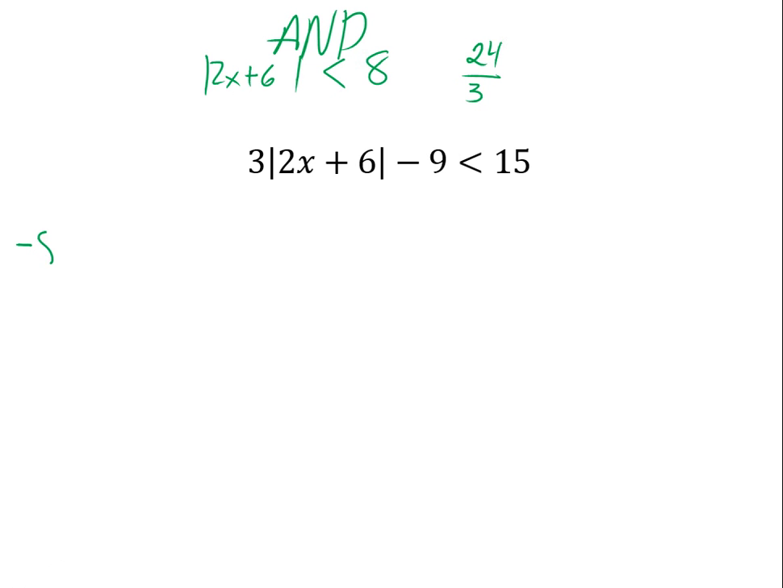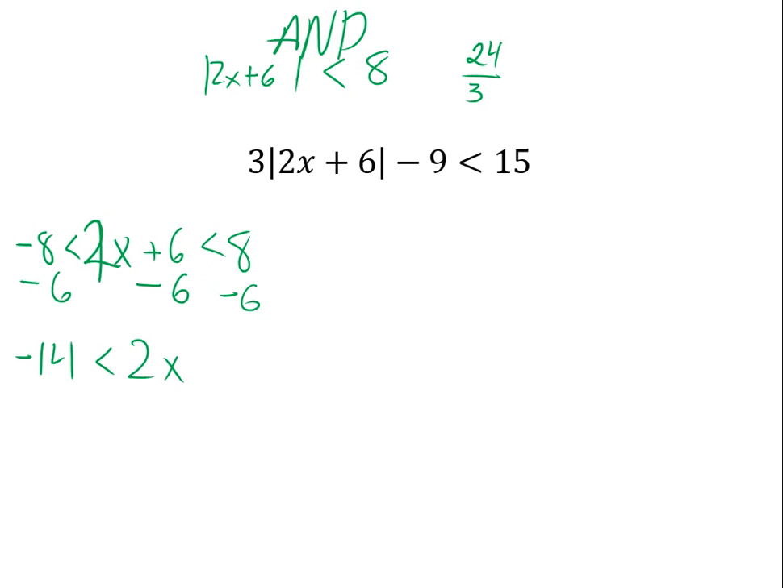Which means we're going to write it as negative 8 is less than 2x plus 6 is less than 8. And now we're going to solve this. So with this, if you have it written like this, you're going to subtract 6, and you're going to move it to all the parts. Gets us negative 14 is less than 2x is less than 2. Divide by 2, divide by 2, divide by 2 gets us negative 7 is less than x is less than 1. And that would be your answer.